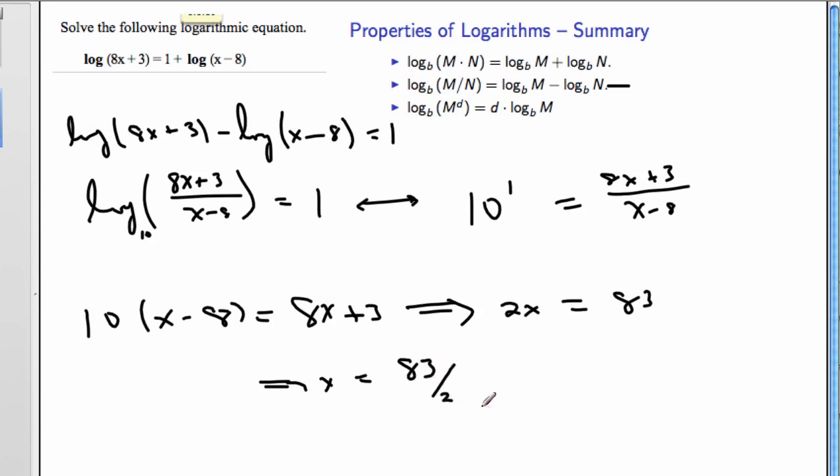And I really should check that back into the original equation to make sure that a log of a negative number doesn't happen. Obviously, it doesn't happen there. That'll definitely be a log of a positive number. 83 over 2 is like 41.5, so even on this side, it'll be the log of a positive number. So it doesn't cause a domain problem with the original equation. Might be smart to check it anyway, but I feel pretty confident that that's the right answer.